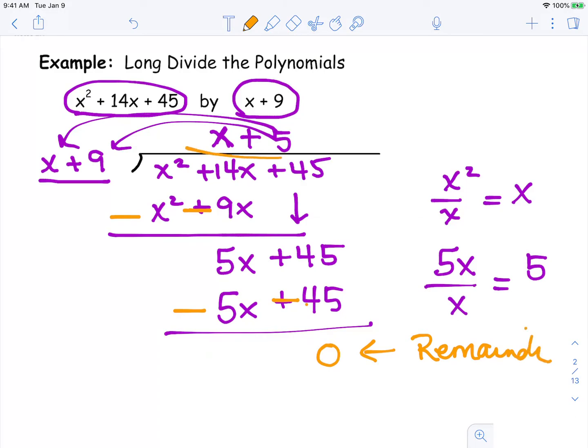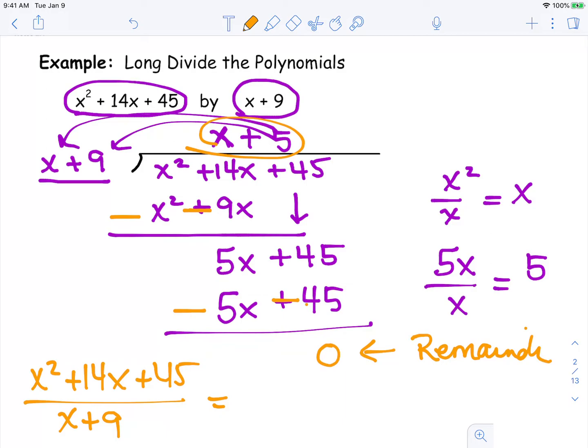So this is your final answer. So x squared plus 14x plus 45 divided by x plus 9. When I divide those two polynomials, what I'm left with is x plus 5.